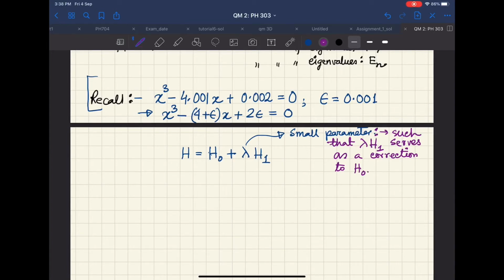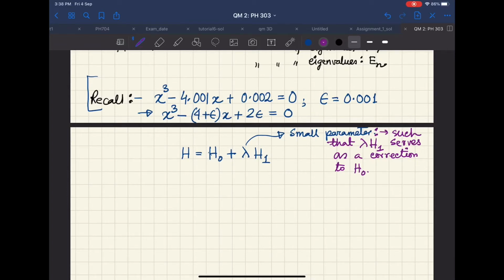But as I said already, since H0 and H1 are operators, what we mean by small may not be very clear immediately, because these are just operators. How can we compare between two operators? If you want to think of them, you can think of them as infinite dimensional matrices. So how can you say what is small and what is large?